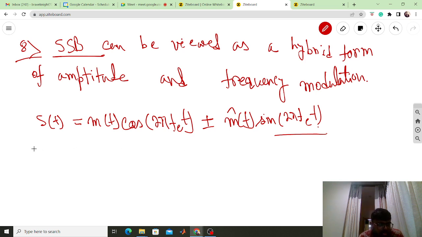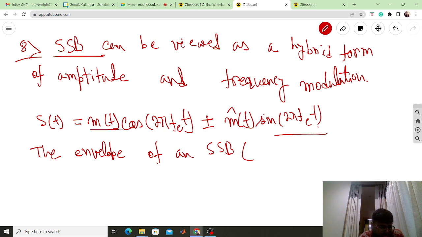Now you have to answer the envelope of an SSB. Just consider, m(t) is the message signal. Basically the question is, what will be this envelope? You have to comment on what is the envelope of this signal.